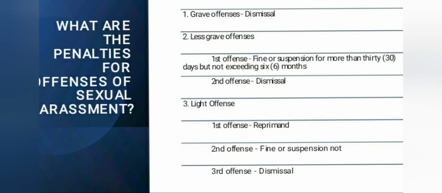Now, let's identify the different penalties for the offenses of sexual harassment. Grave offenses are subject to dismissal, while for the less grave offenses, the first offense is fine or suspension for more than 30 days, but not exceeding 6 months. And the second offense would be dismissal. Next is the penalty on light offenses. The first offense would be reprimand. The second offense would be fine or suspension. Then, the third offense would be dismissal.